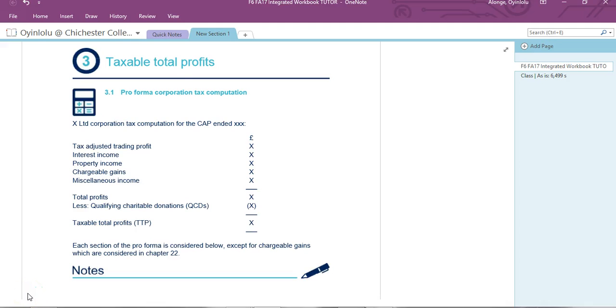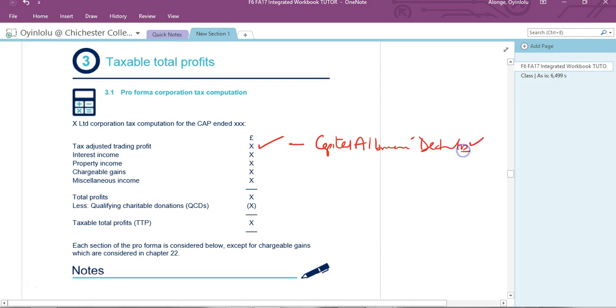Okay, right. And here we have the schedule. In the second video, we have the schedule. Like I said, of course, we have this tax adjusted trading profit. Of course, this has been adjusted, and capital allowances have been deducted here in this very first bit.